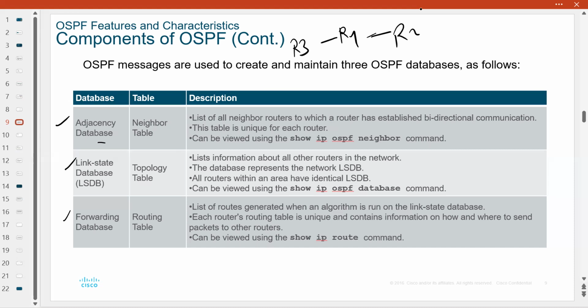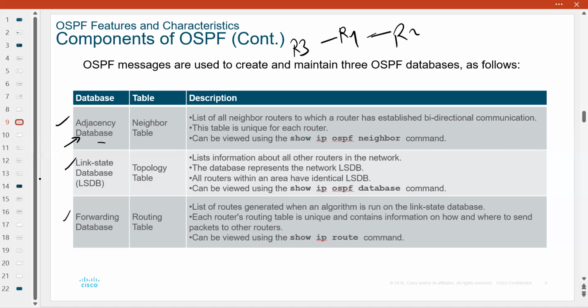So it starts with understanding that we have an adjacency database. What is that? It gives us neighbor information. Who are our neighbors after adjacency has been reached, right? With the link state database, after my DBDs are exchanged, database description information exchanged, all right? The LSDB is formed, the link state database, which is the topology table.